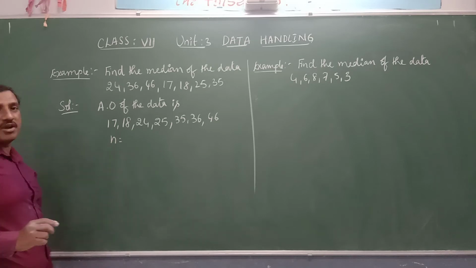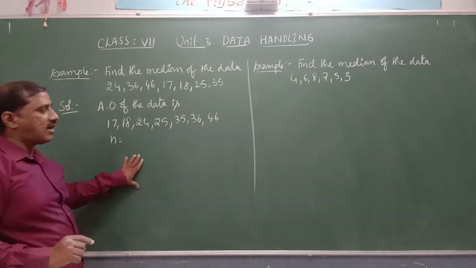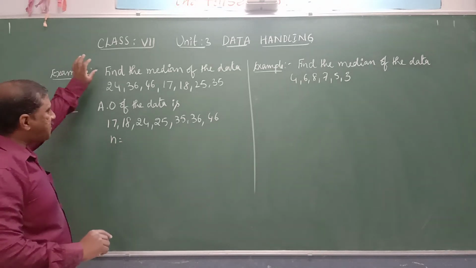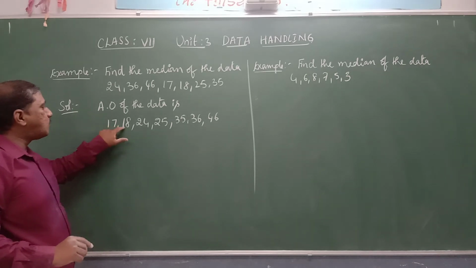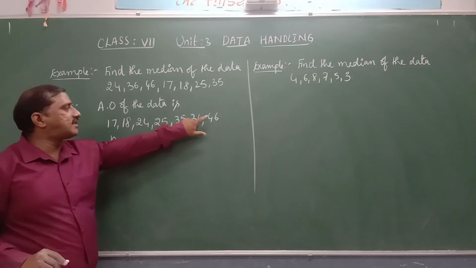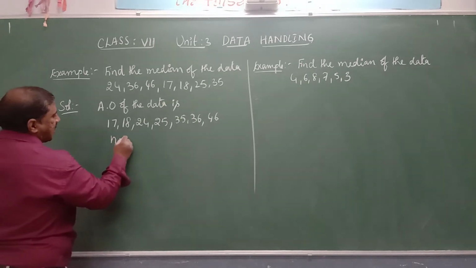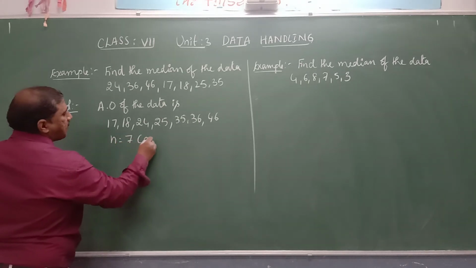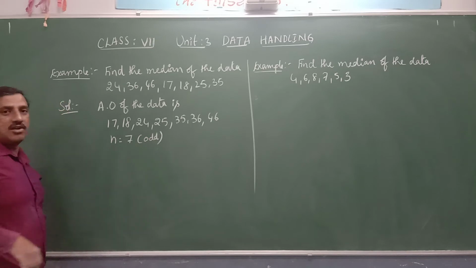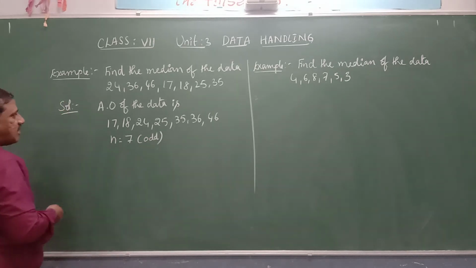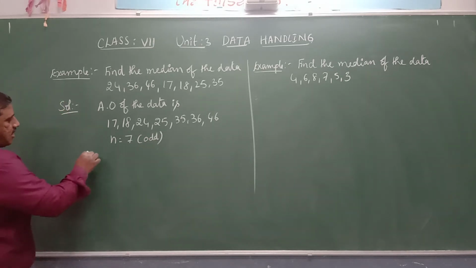Here, what is n? N stands for number of observations. How many observations are there? Count 1, 2, 3, 4, 5, 6, 7. So 7 observations are there. Therefore 7 is an odd number. So how do you calculate? Which formula do we use to find the median of the data?